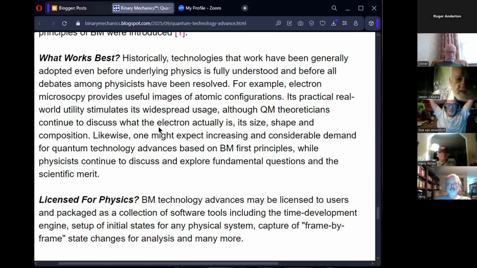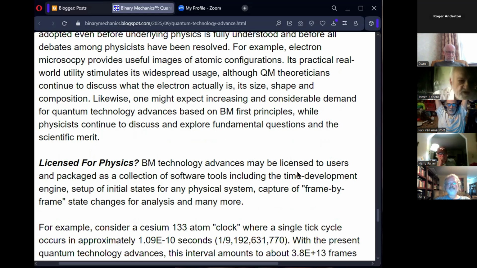Although quantum mechanics theoreticians continue to discuss what the electron actually is, its size. Is it a point particle, for example? Its shape and composition. Likewise, one might expect increasing and considerable demand for quantum technology advances based upon binary mechanics first principles, while physicists continue to discuss and explore fundamental questions and the scientific merit.